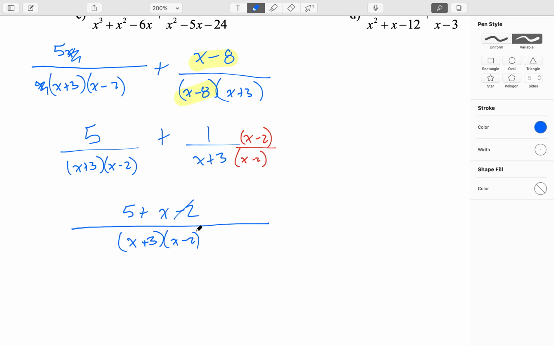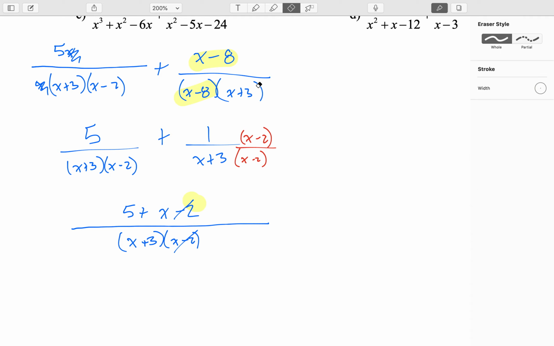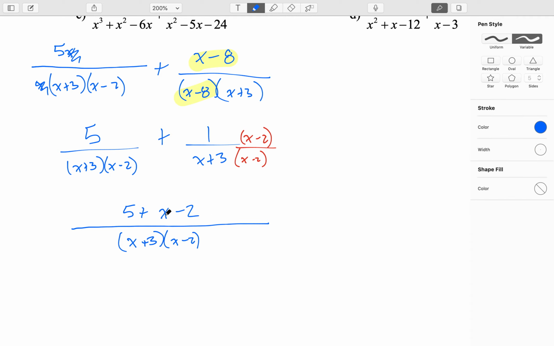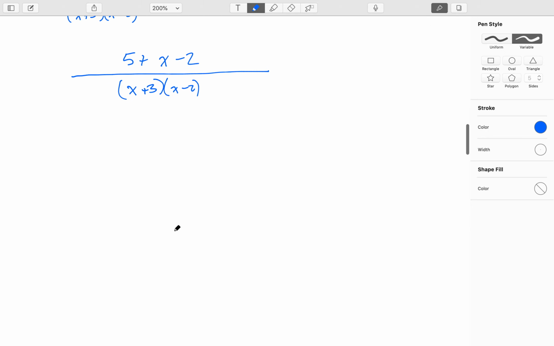Now, you can't cancel like this. Don't do that. That does not work. That does not cancel, because I need to simplify. I need to put stuff together and then factor. Okay, well, let's do that. Look at the top. The top is x, 5, and minus 2.